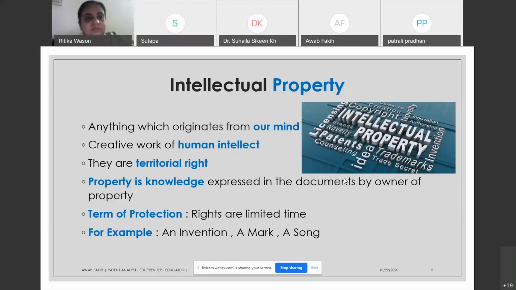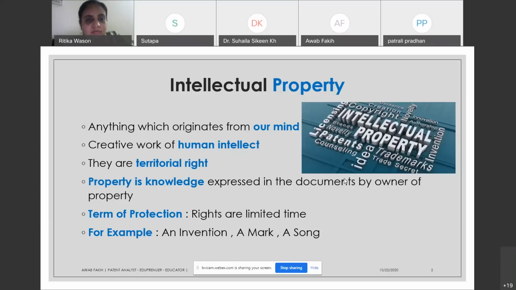Before getting into further details, I would like to explain the term for protection. The term for protection is the number of years for which protection is given to the property holder, or in our case, the inventor. After completion of the term, the invention falls into the public domain.